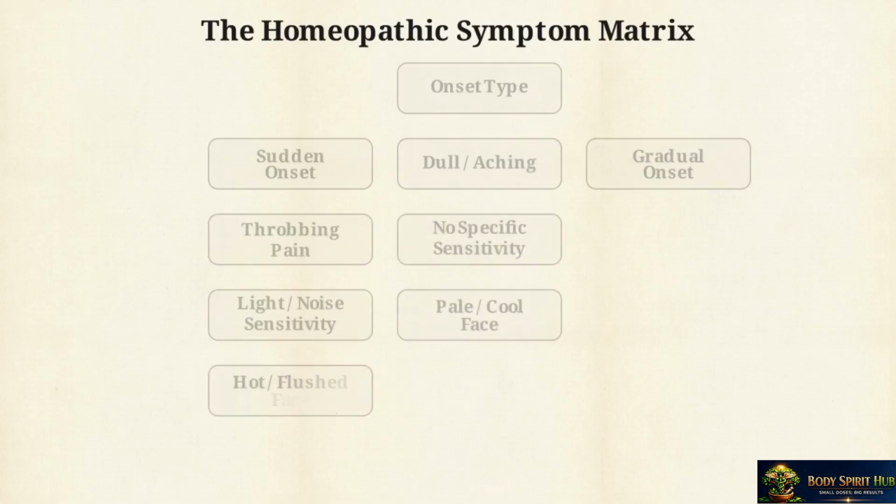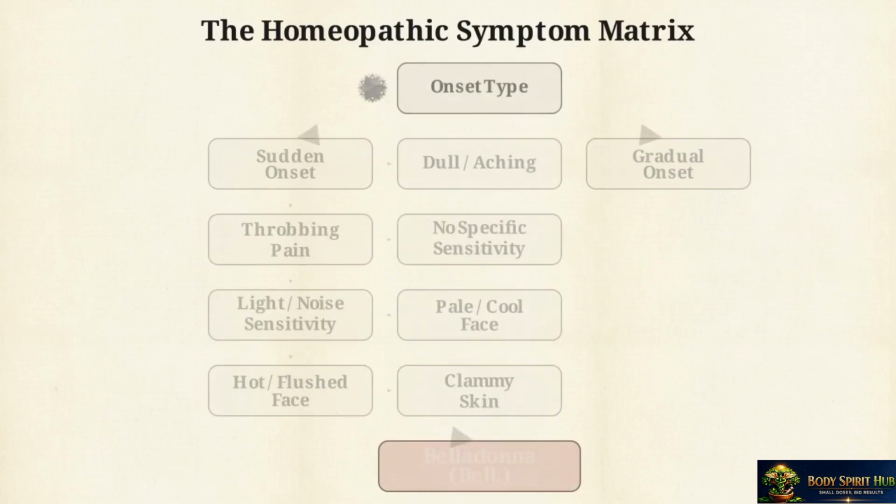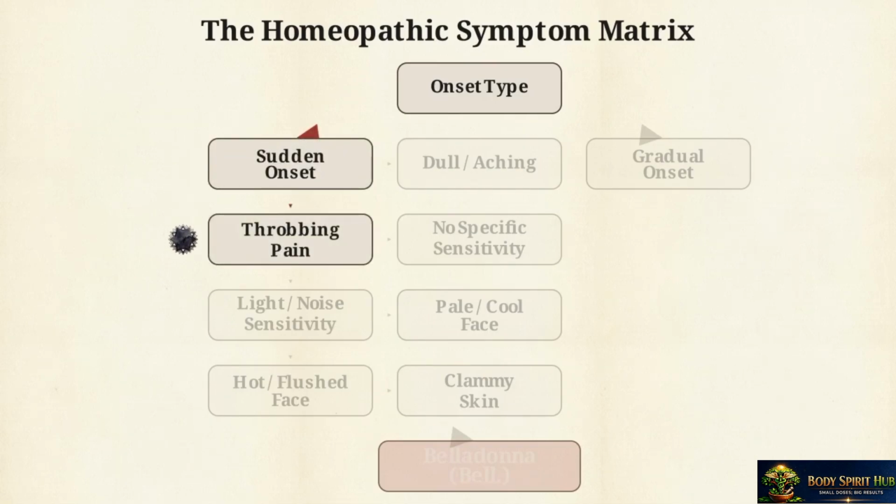When an active headache hits, you have to map it. This flowchart, the homeopathic symptom matrix, shows the decision-making framework required to match your specific pain to the right remedy. We start here, at onset type. We follow the first diagnostic path.